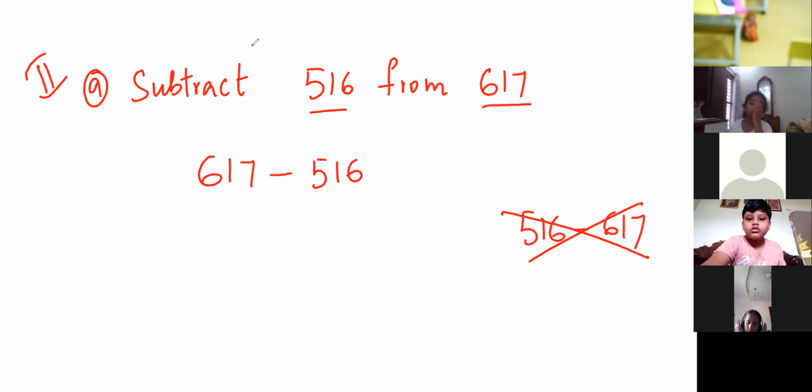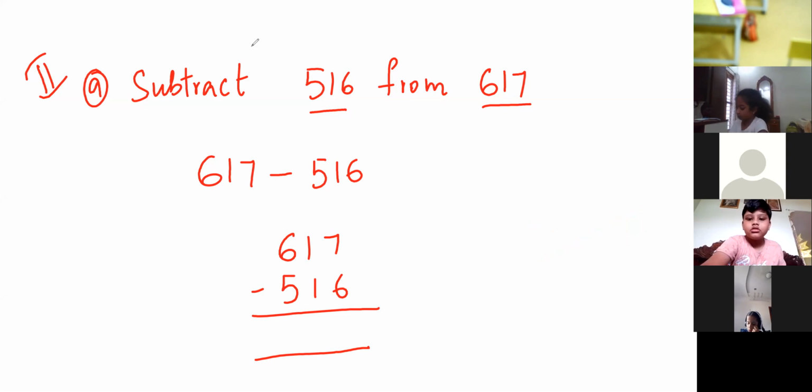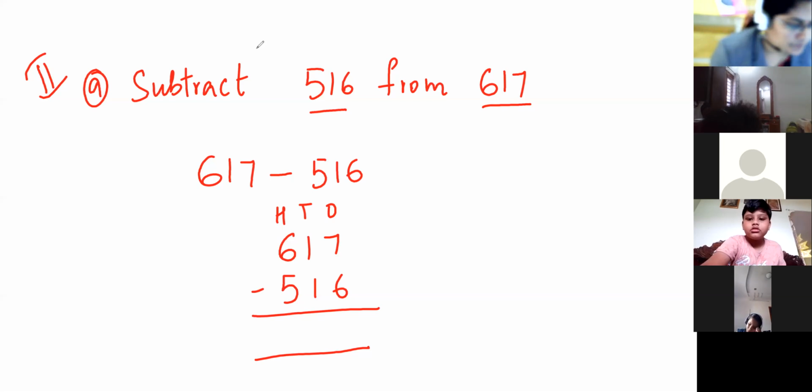Let us subtract now. 617 minus 516. Here is an easy way to subtract. Why? Because there is no need to regroup. Right, children? Start from the units place, or else it is called the ones place. Ones place or units place means the same. Start from the ones place onward. 7 minus 6 is how much, children? 7 minus 6.